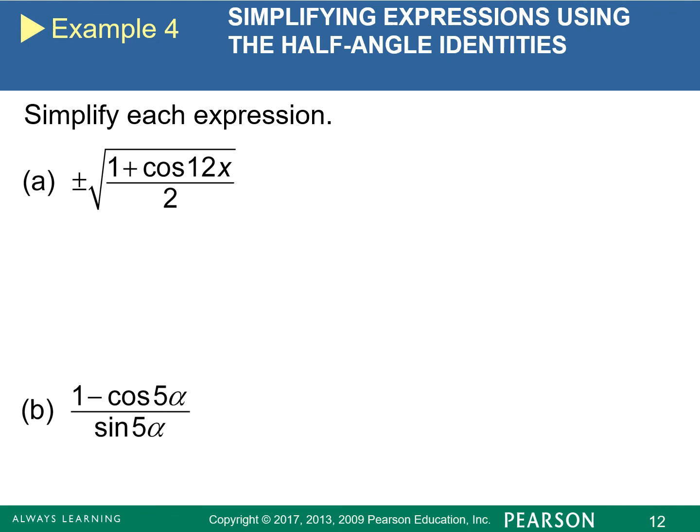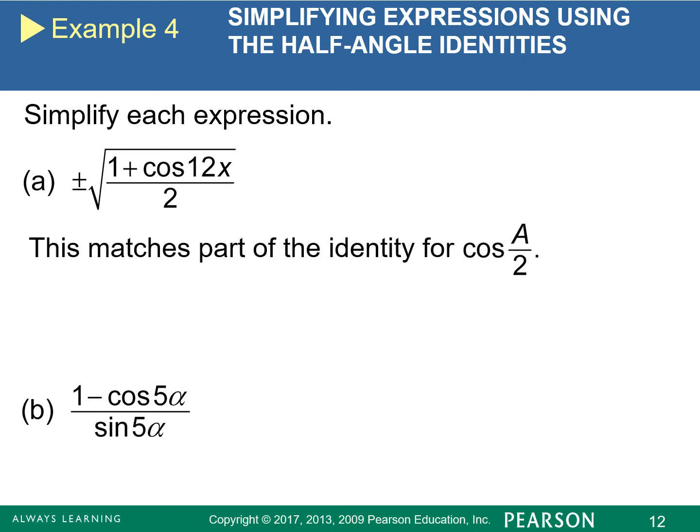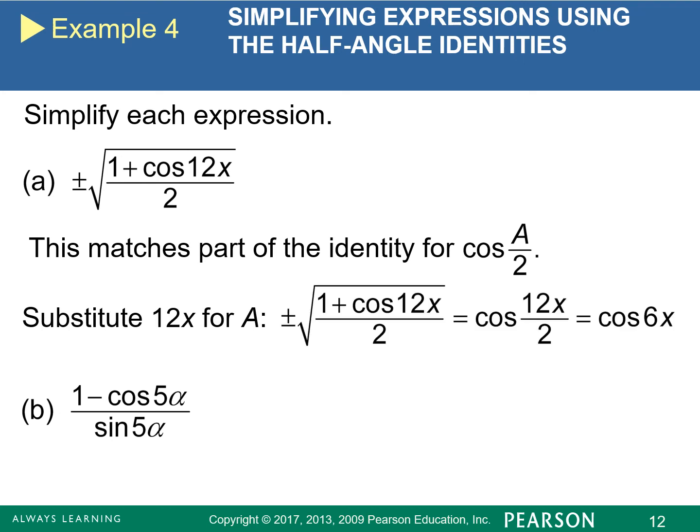Now let's simplify these expressions. Plus or minus the square root of (1 plus cosine 12x) over 2. This looks a lot like one of our identities. As a matter of fact, it looks like the identity for cosine of a over 2. So if I put 12x equal to a, I get plus or minus the square root of (1 plus cosine 12x) over 2, which is cosine of 12x over 2, or cosine of 6x. And (1 minus cosine 5 alpha) over sine of 5 alpha looks like tangent of 5 alpha over 2.